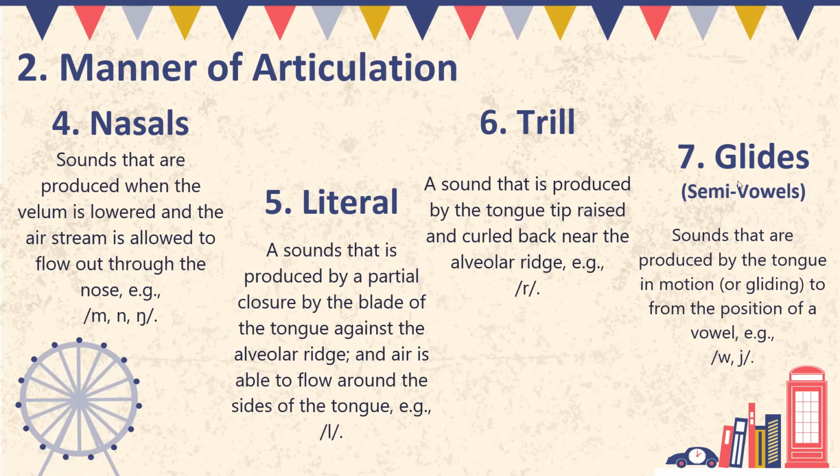Okay. The glides. Okay, the glides. A glide means a gliding aircraft, the one that flies, or is in the middle like this. So when we say glide sounds, okay, we also call them semi-vowels, because they resemble vowel sounds. We will talk about this next lecture. Sounds that are produced by the tongue in motion. In motion means the tongue is in the middle, like hovering, flying like this. Okay, like the aircraft. Or gliding to form the position of the vowel.